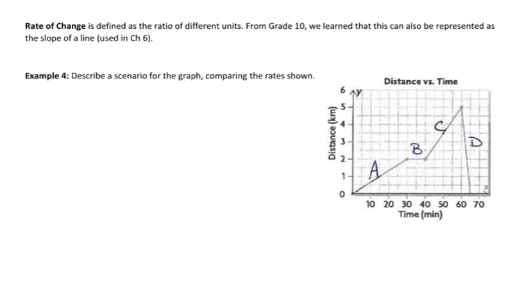So rate of change is defined as the ratio of different units. From grade 10, we learned that this can also be represented as the slope of a line, and we used that previously in chapter 62. Your rate of change, your rise over your run, those different things can represent your slope.